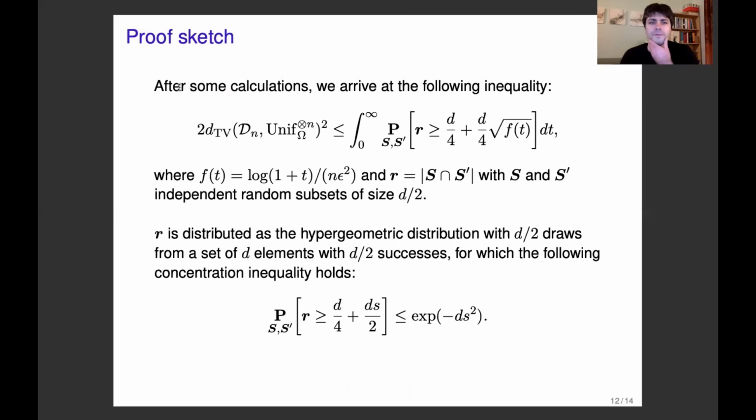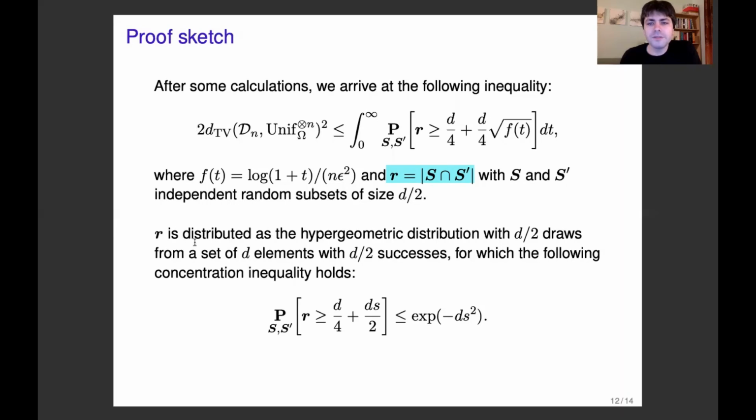So following some calculations, we will arrive at the following inequality. The initial calculations are essentially symbolic manipulations. And this is the crux of the proof, where we can bound 2 times the squared total variation distance by a quantity involving this probability, where S and S prime are random subsets of 1 to d of size d over 2, and R is the size of their intersection. So we need to upper bound this probability.